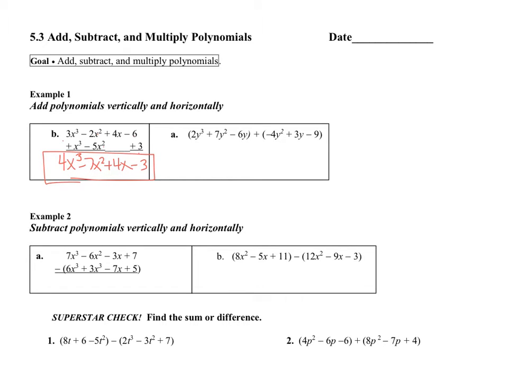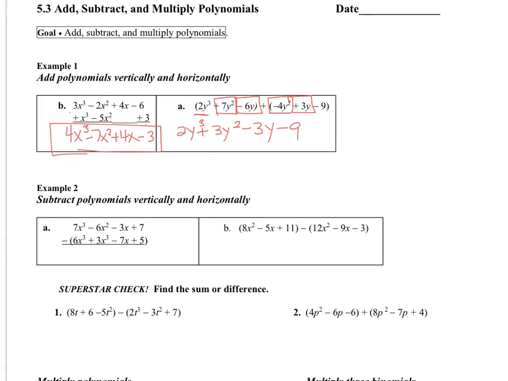The other way that you can do this is horizontally. So we look for other things that just have a cubed. There aren't any, so that term is automatically part of the answer. We look for the squareds, and we see how many squareds we have. We have 2. So 7 minus 4 is 3y squared. Negative 6 and positive 3 makes negative 3 in the y, and then negative 9. So remember that when you add and subtract polynomials, the exponent does not change. You only change the coefficient.